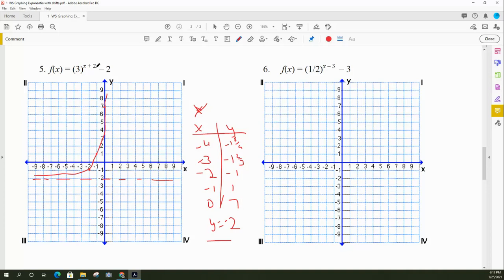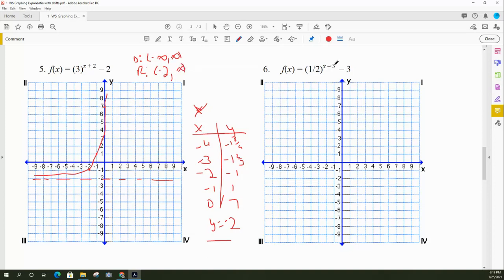All right, number 6. Oh, sorry, we're going to do domain and range. Domain is all real numbers. And the range is from -2 to infinity.